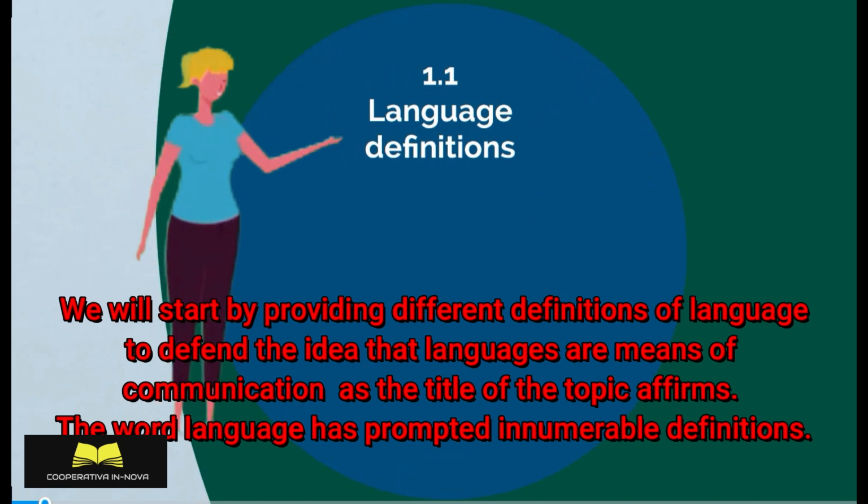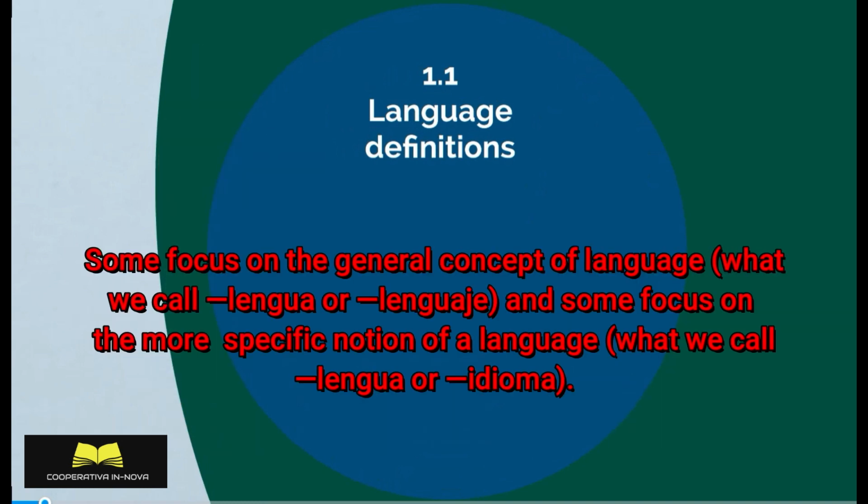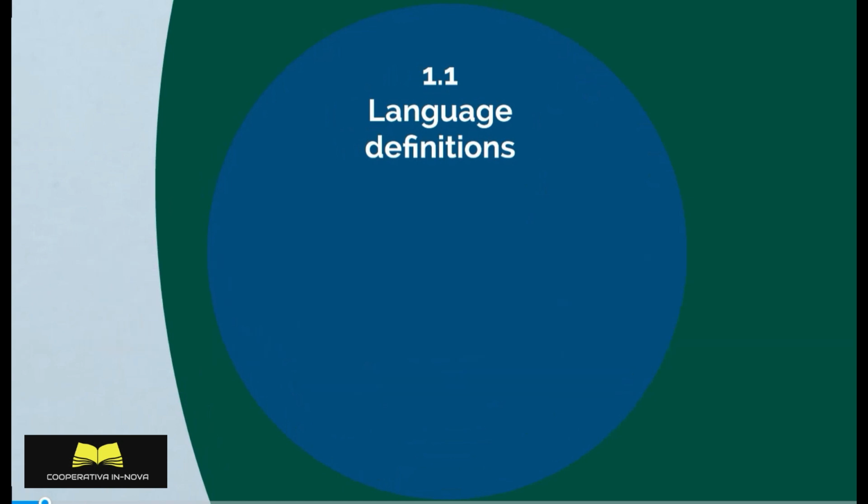The word language has prompted innumerable definitions. Some focus on the general concept of language, what we call lengua or language, and some focus on the more specific notion of a language, what we call lengua or idioma.